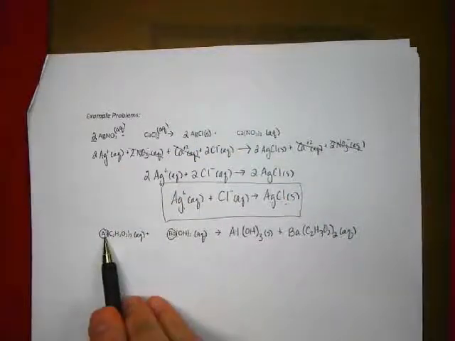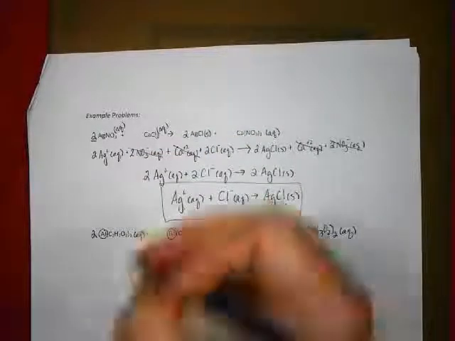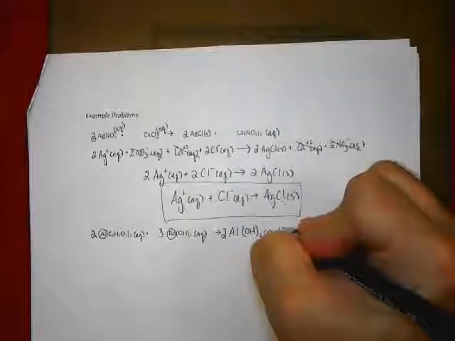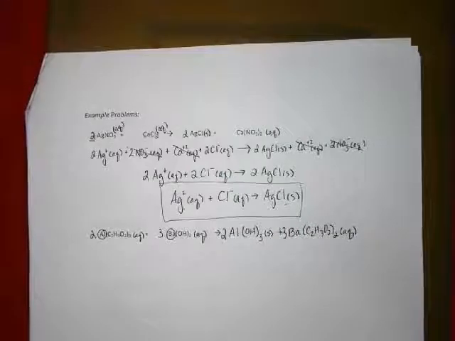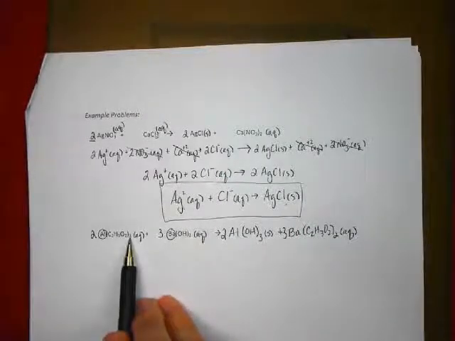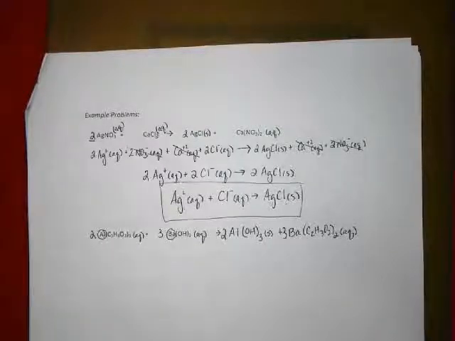equation, we have to put a 2 in front of the aluminum acetate, the 3 in front of the barium hydroxide, a 2 in front of the aluminum hydroxide, and a 3 in front of the barium acetate. So now we have to use these coefficients and the subscripts on the outside of parentheses to figure out how many of each ion we have.